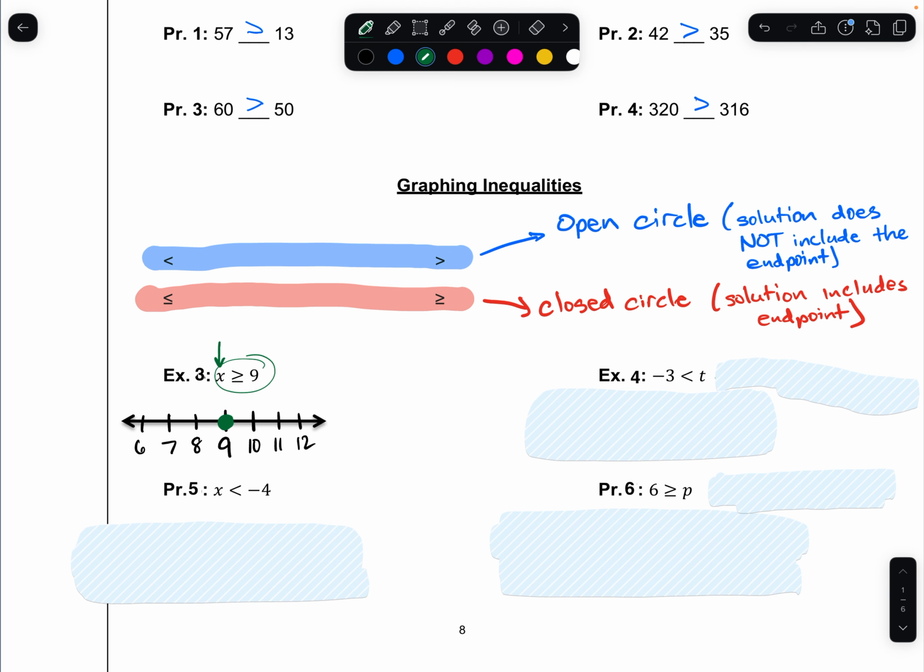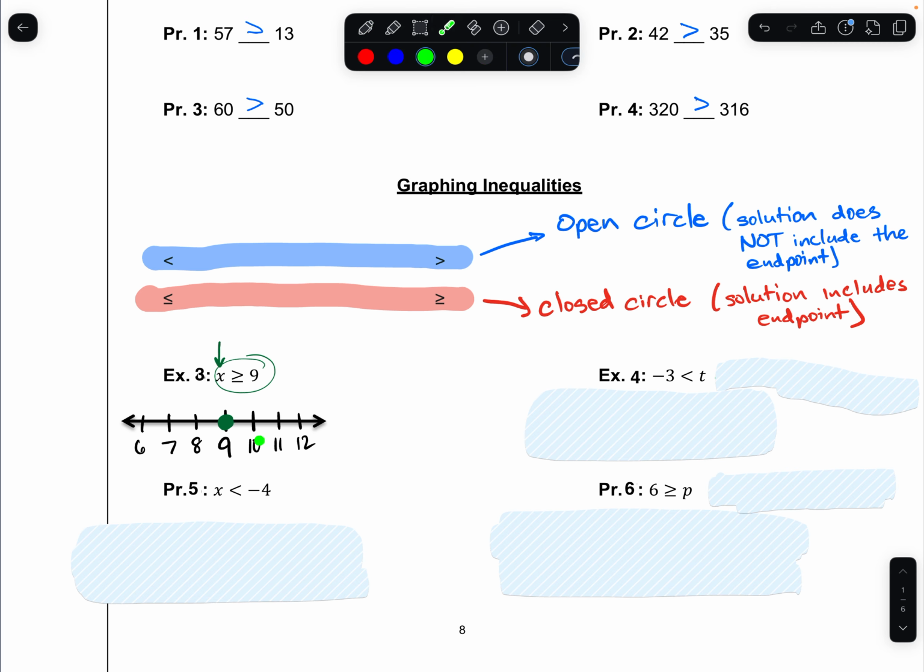But 9 is not the only solution. So let's check. It's either all the numbers to the left of 9 or all the numbers to the right of 9. Let's try 8. 8 is one of the numbers to the left of 9. If I put an 8 here for X, do we get a true statement? Is 8 less than or equal to 9? I'm sorry, this is a greater than sign. Is 8 greater than 9? No. So these numbers to the left of 9 are not solutions to this inequality.